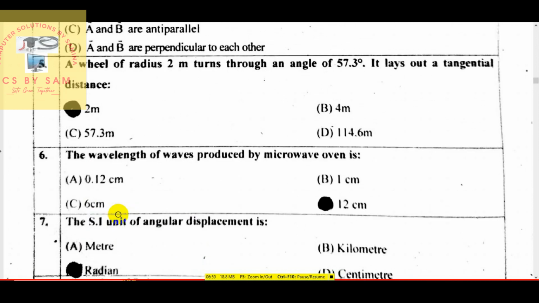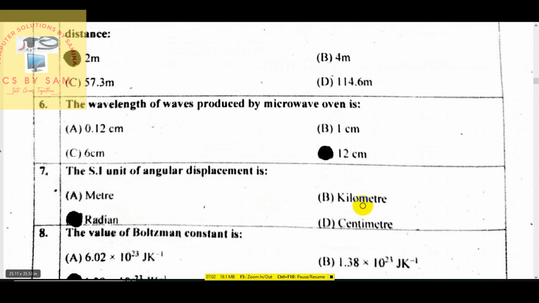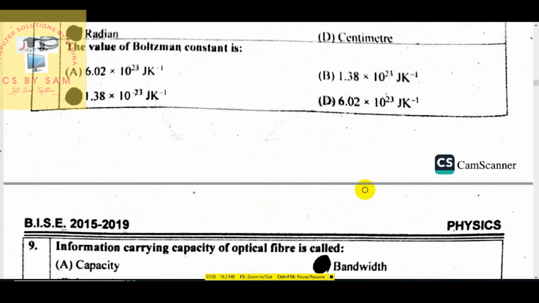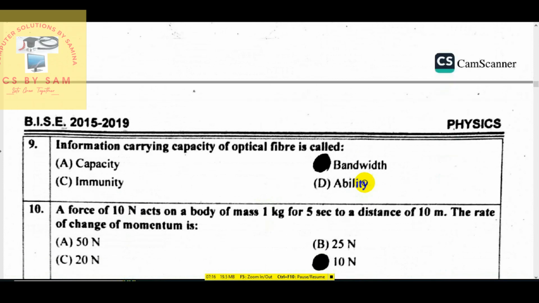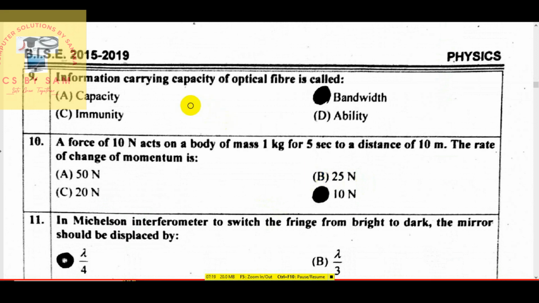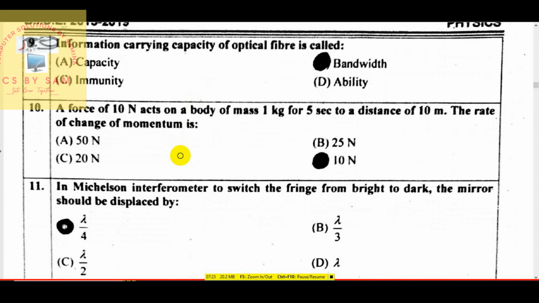The wavelength of the waves produced by microwave oven is 12 centimeter. The SI unit of angular displacement is radian. The value of the Boltzmann constant is 1.38 into 10 raised to power minus 23 joule K minus 1. Information carrying capacity of the optical fiber is bandwidth. A force of 10 Newton acts on a body of mass 1 kilogram for 5 seconds to a distance of 10 meter. The rate of change of momentum is 10 Newton.